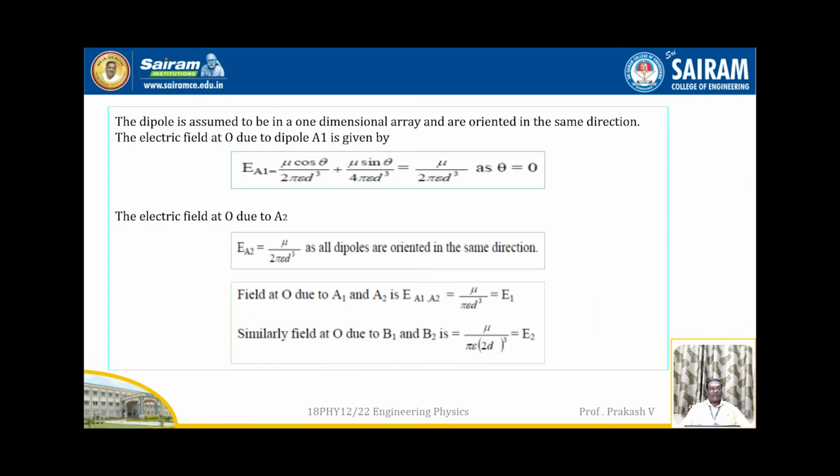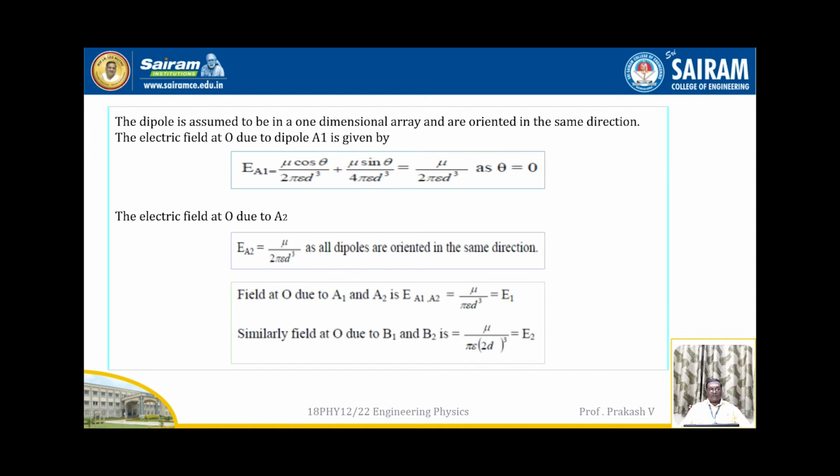Next, the dipoles are assumed to be in a one-dimensional array and are oriented in the same direction. The electric field at O due to dipole A1 is given by EA1 is equal to mu cos theta by 2 pi epsilon d cube plus mu sin theta by 4 pi epsilon d cube. If you simplify this, taking theta equal to 0, that will be equal to mu by 2 pi epsilon d cube. The electric field at O due to A2 is given by EA2 is equal to mu by 2 pi epsilon d cube.